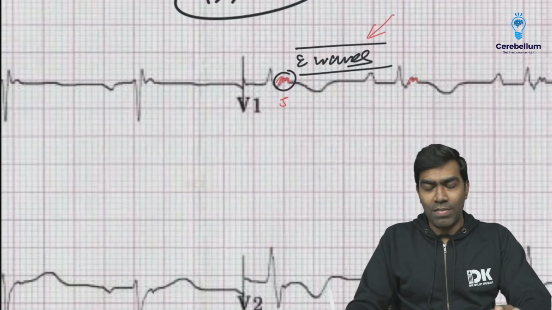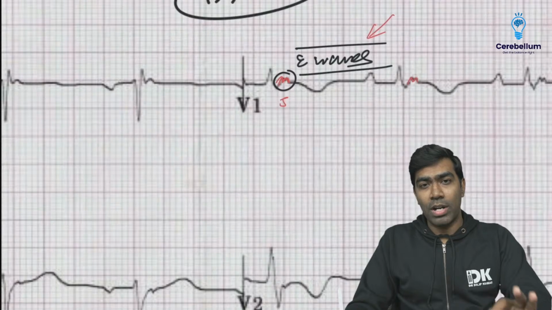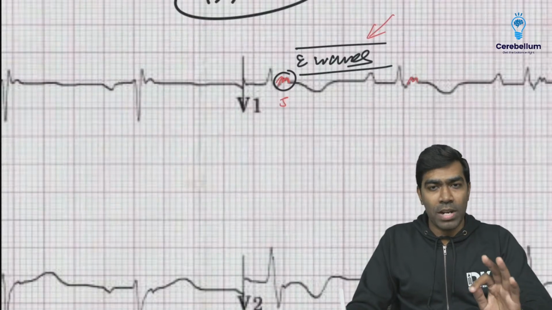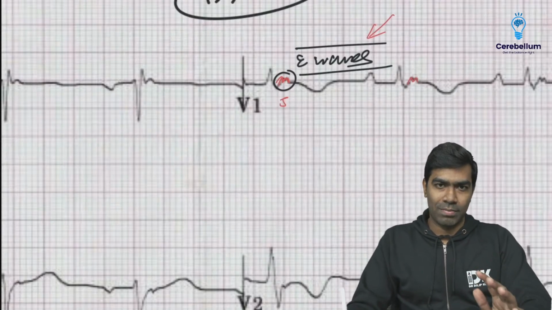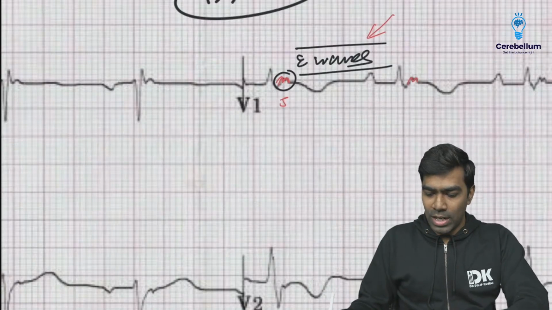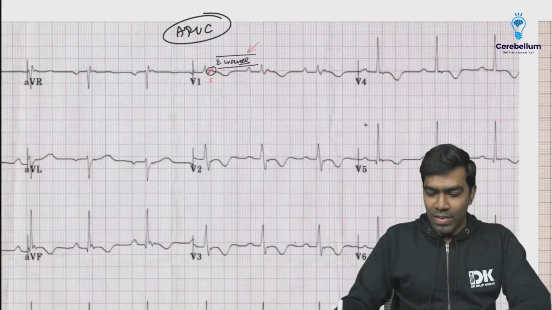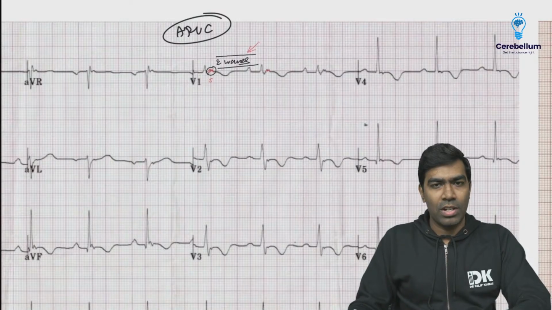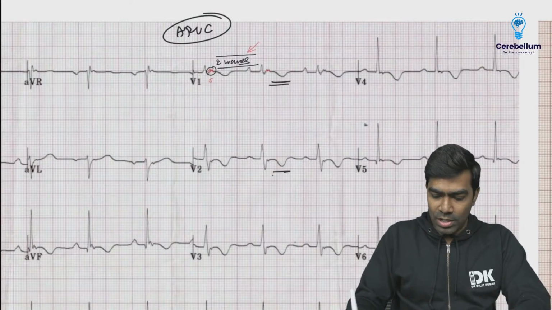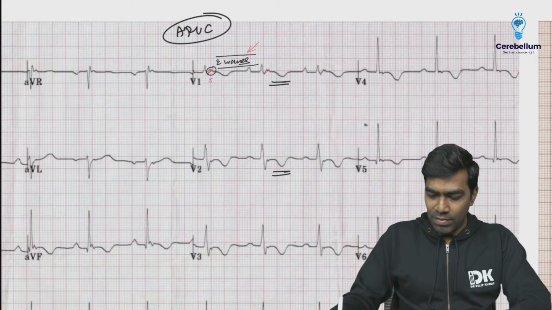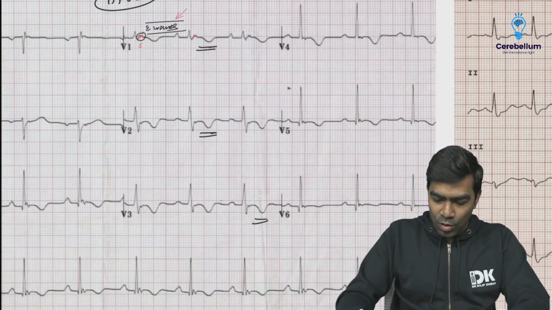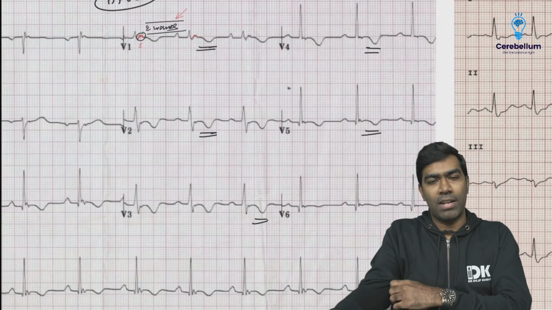Whenever you see this epsilon wave, it is very much suggestive of arrhythmogenic right ventricular cardiomyopathy, which is a very important reason for sudden death in the European population right now in young individuals. And that's not the only sign. You will see evidence of RV dysfunction. What is the evidence of RV dysfunction? You're going to see T wave inversions in anterior leads like V1, V2, V3, V4, and it can progress beyond V4 and can enter V5 also.